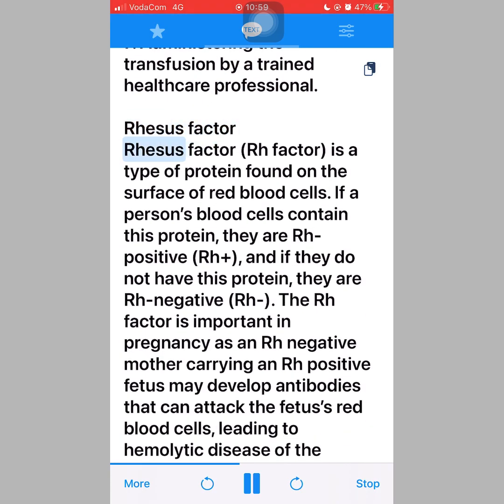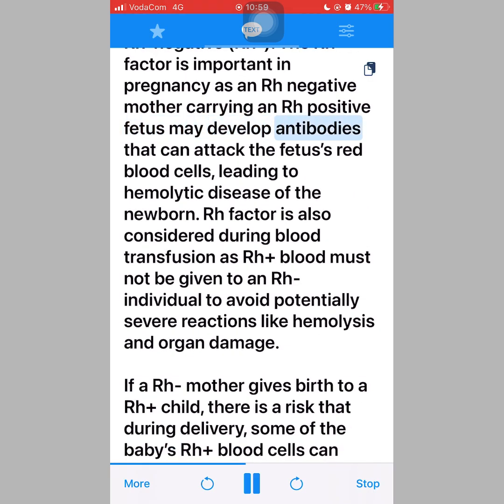Rhesus factor. Rhesus factor, or Rh factor, is a type of protein found on the surface of red blood cells. If a person's blood cells contain this protein, they are Rh positive, Rh plus, and if they do not have this protein, they are Rh negative, Rh minus. The Rh factor is important in pregnancy as an Rh negative mother carrying an Rh positive fetus may develop antibodies that can attack the fetus's red blood cells, leading to hemolytic disease of the newborn. Rh factor is also considered during blood transfusion as Rh plus blood must not be given to an Rh minus individual to avoid potentially severe reactions like hemolysis and organ damage.